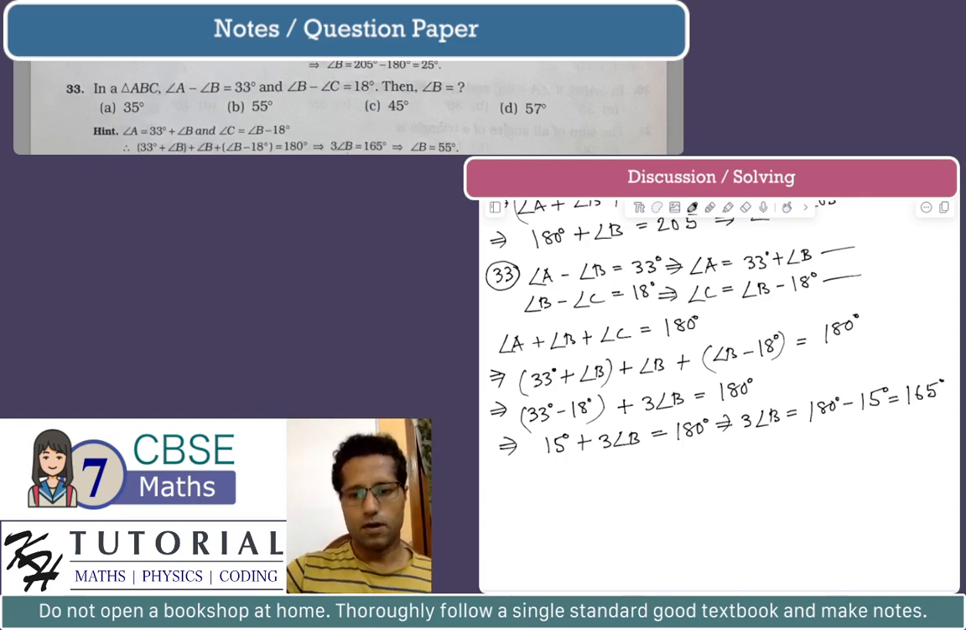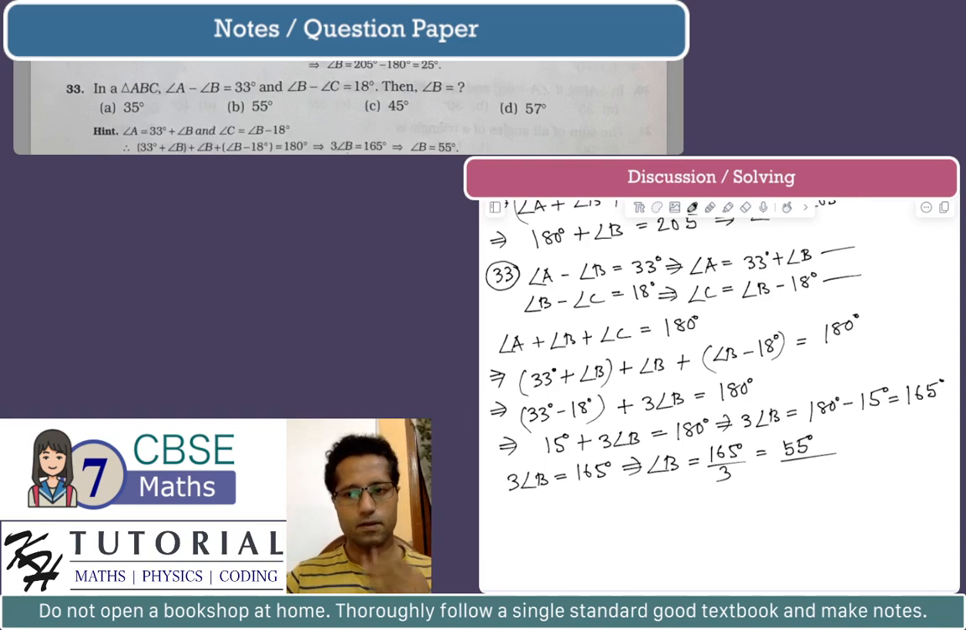Now, so we got 3 times angle B is equal to 165 degrees. This implies angle B is equal to 165 degrees divided by 3. This is 55 degrees. So angle B is 55 degrees, and the answer is choice B.